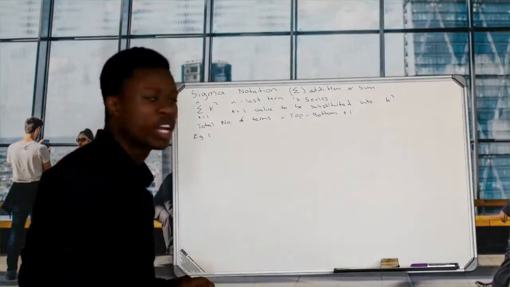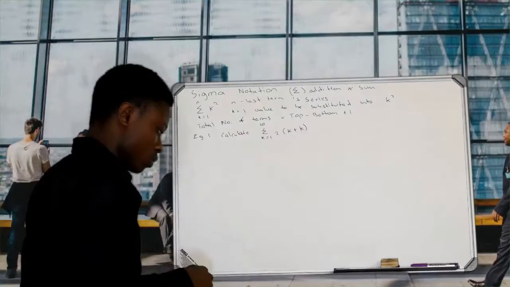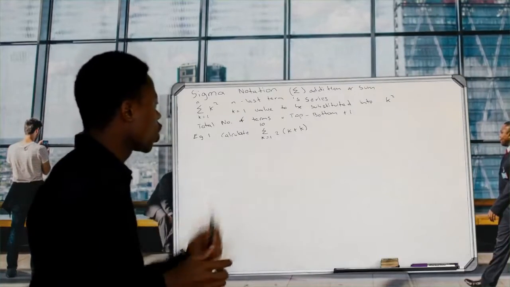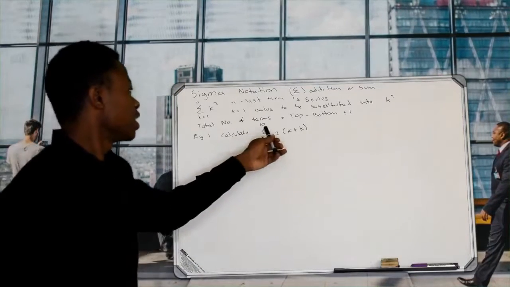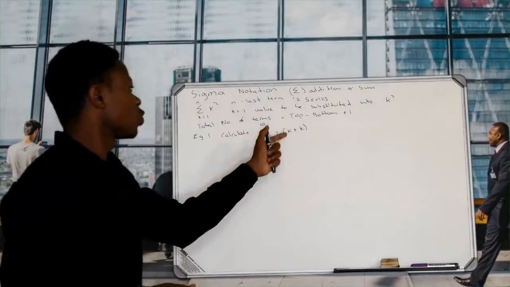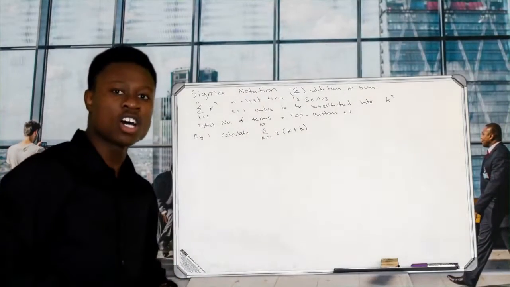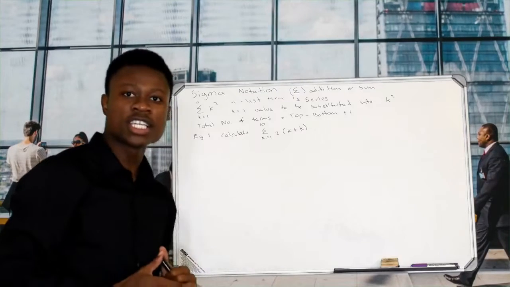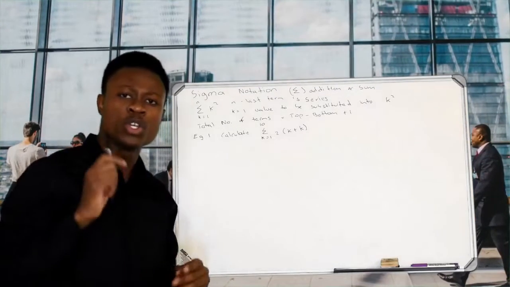So let's do an example so that we can be on the same page and see what I'm talking about. Okay, so this is my example. It says calculate the sum of 2k plus k, up to 10, that's the last term, and we're starting at k is equal to 1. So what should we do first?